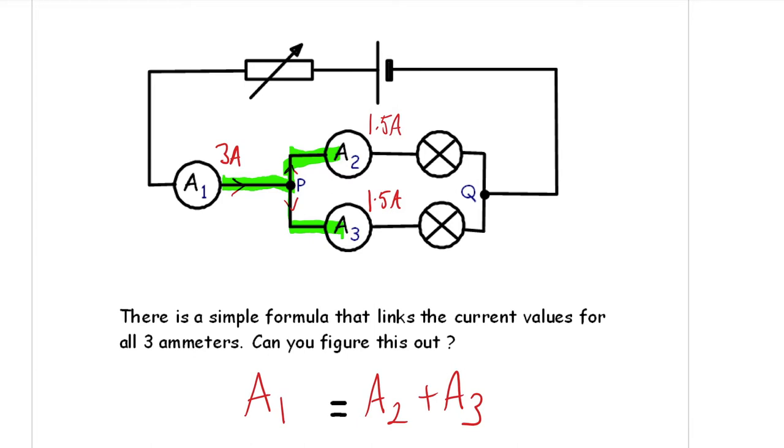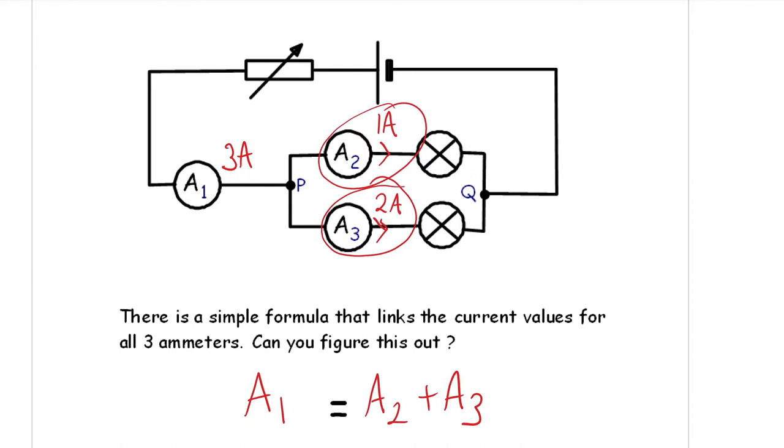It doesn't need to be half and half. It depends on what these two components are here. Because let's say that the top bulb, for example, had a higher resistance than the bottom bulb. That would mean that less current would go through that top bulb and more current would go through the bottom bulb. However, the sum of A2 and A3 must add up to A1, as the equation below shows.